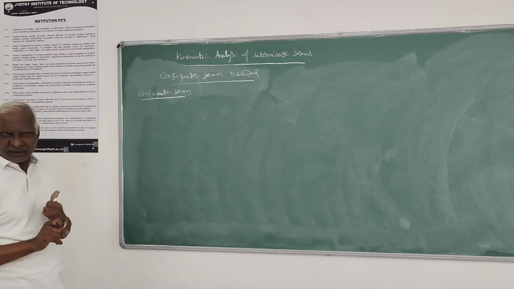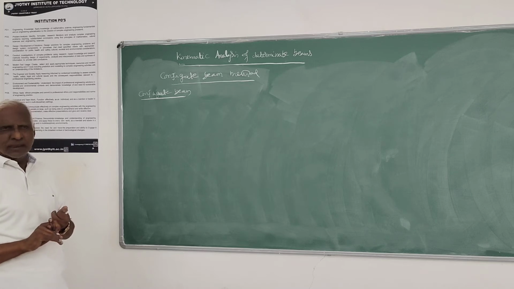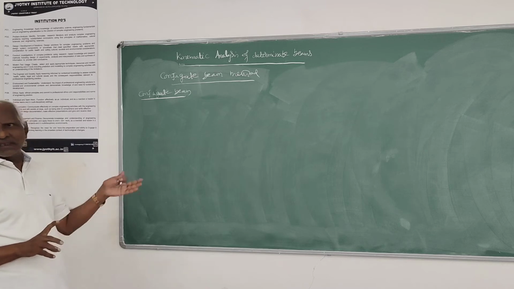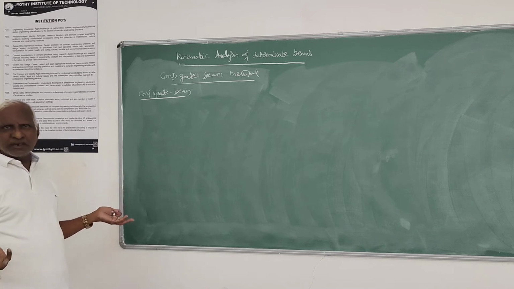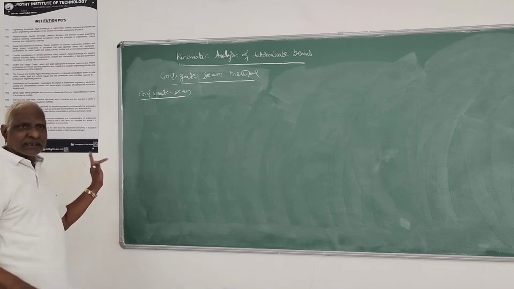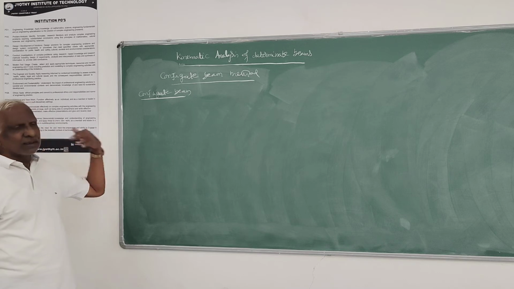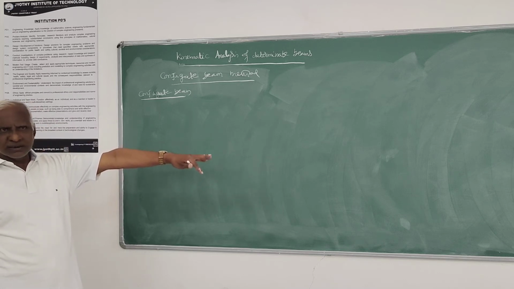I have given you the definition of the conjugate beam. I have told how to write a conjugate beam. Then I have told how to find slope and deflection using the conjugate beam. The slope and deflection are nothing but the shear force and bending moment in the conjugate beam. That's all. If you remember this much, then you can work out all those determinate beams.